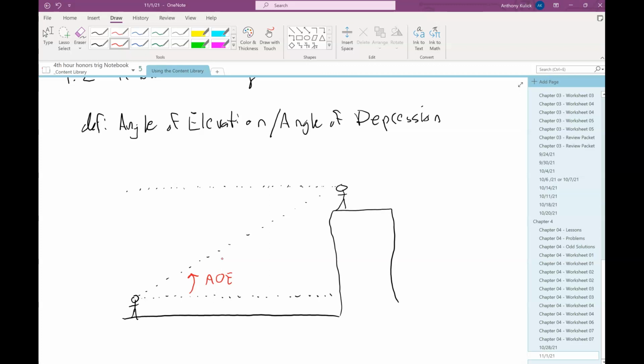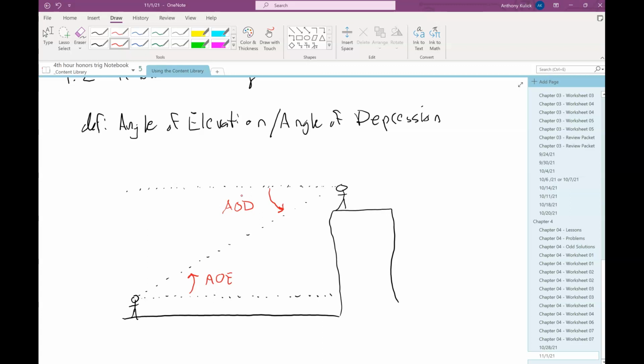Say you're the person on the cliff. To look at the person on the ground, you have to tilt your head down, so your line of sight is moving downward. We call that the angle of depression. Everybody's okay with that? Geometrically, what can you say about this angle of elevation and this angle of depression? They're the same value. They're congruent.